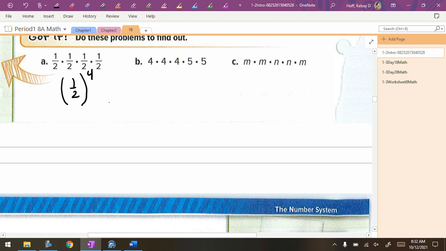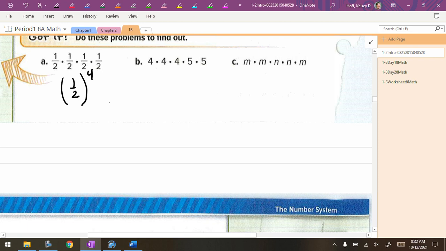Okay? You guys do B and C. Write down the base and tell me how many there are. What number is multiplied more than once? And tell me how many there are. Look at example 1 and 2 if you need clarification. Is that right? I just want you to try.